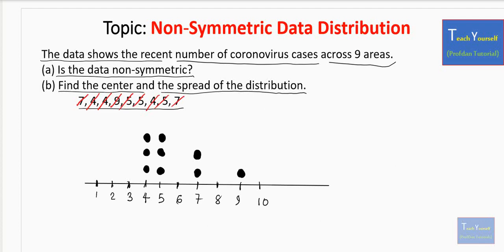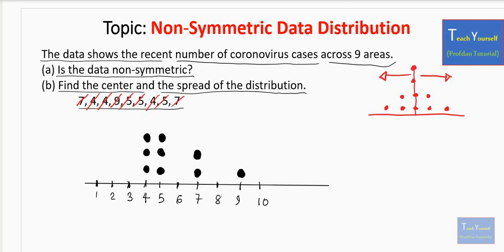So in this type of plots, what do we call it? Remember, for a symmetric data distribution, we say that the left side mirrors the right side. So if we have, let's say, 2 here, on the right side we also have 2. If we have 1 here, for example, on the right side we also have 1. So let's say this is the peak. So the left side of the peak mirrors the right side. This is a symmetric data distribution.